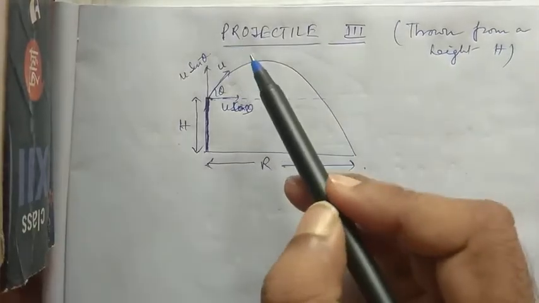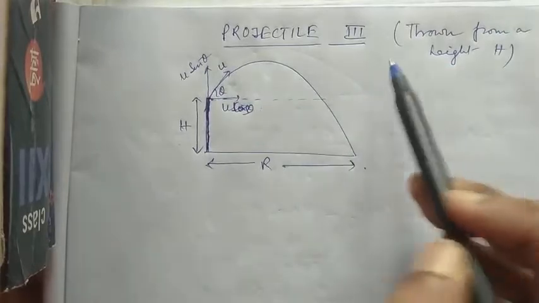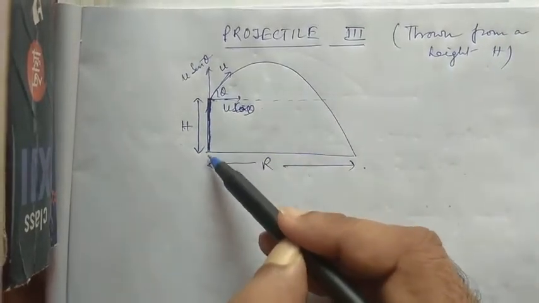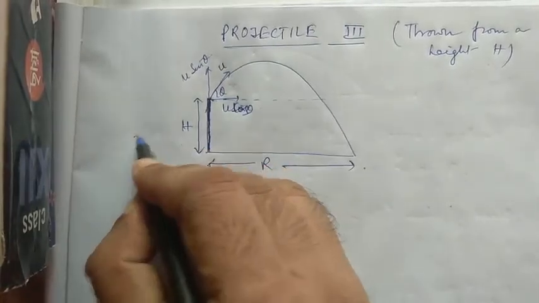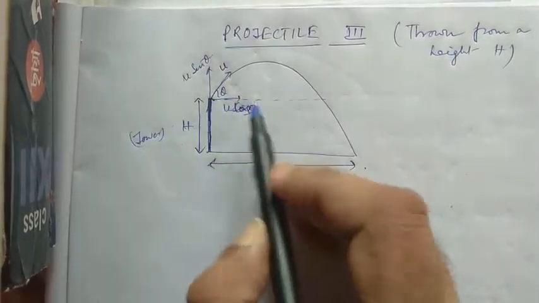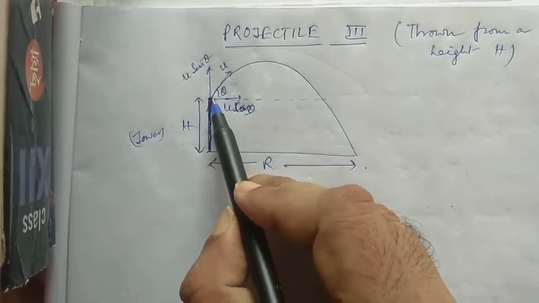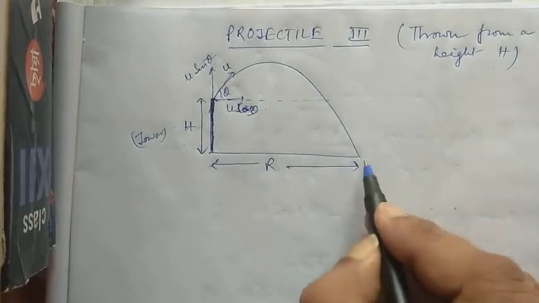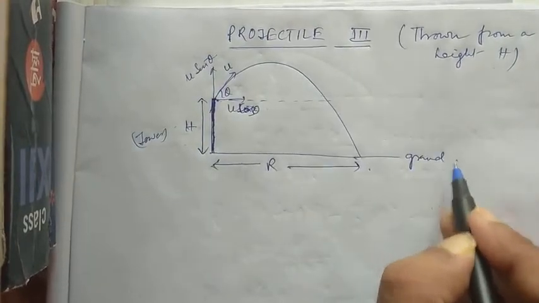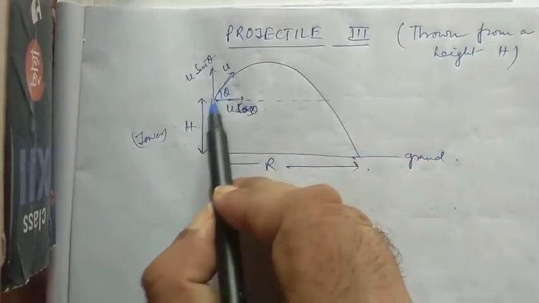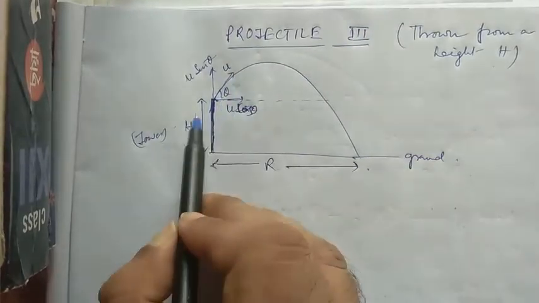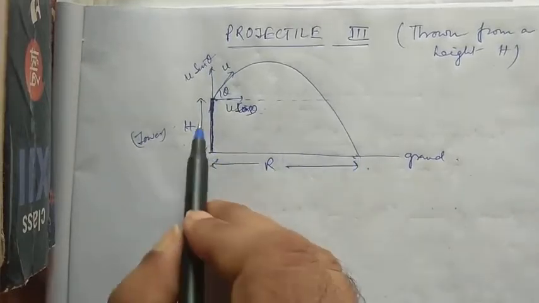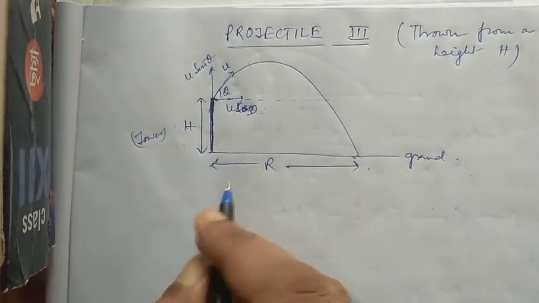Now this is a projectile of type 3 that is thrown from a height h. That means this is a tower. Suppose the projectile is projected from the top of the tower. So it moves in this trajectory and reaches the ground here. This is the ground level. Now similar is the case. u is the velocity, theta is the angle of projection, u cos theta, u sin theta, everything is the same. Now the range of the particle is from here to here. So we have to write two equations.